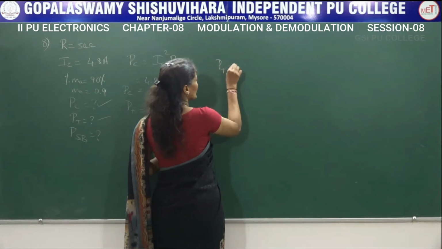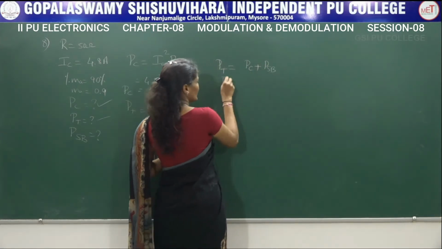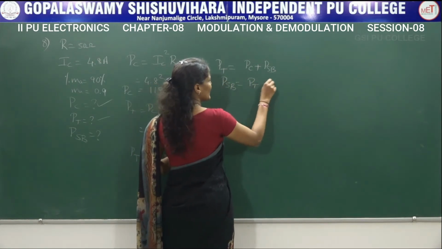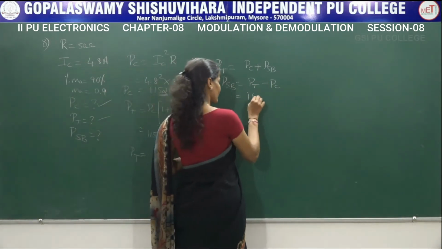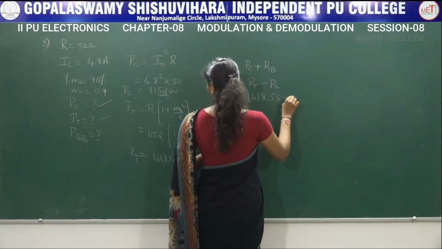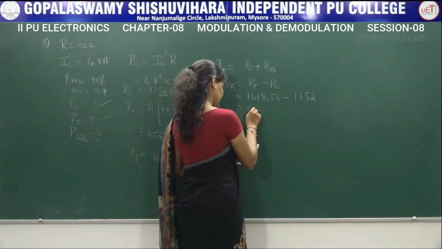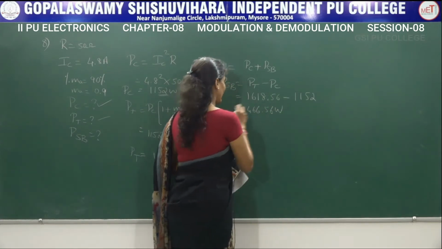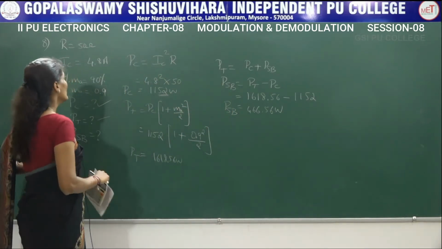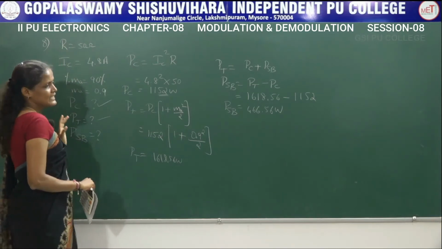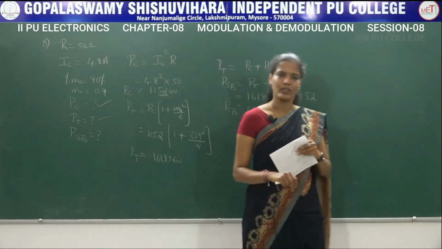We know that the total power will be equal to the sum of the carrier power and the sideband power. So PSB is equal to PT minus PC, where PT value is 1618.56, PC value is 1152. So the answer is 466.56 watts. So the sideband power is equal to 466.56 watts for the given value of resistance and the carrier current with the modulation index. So this is how we are going to solve the problems.